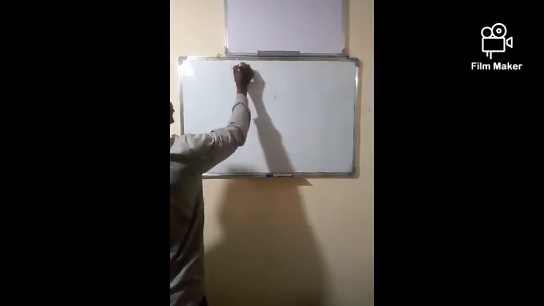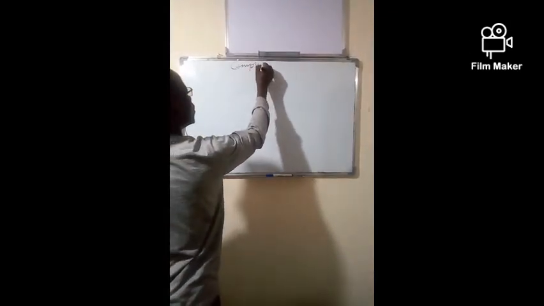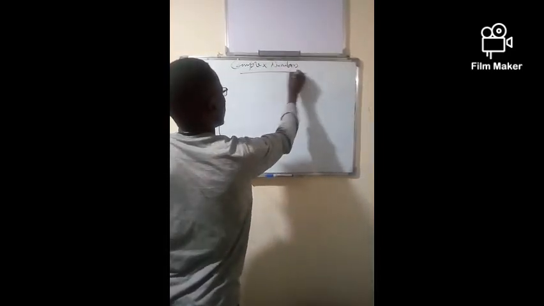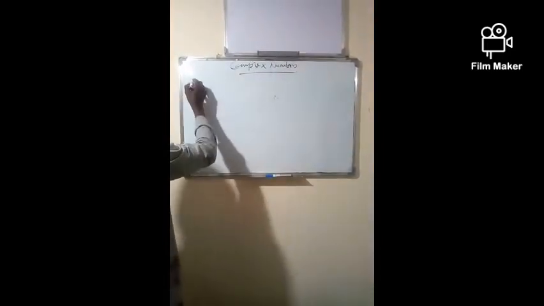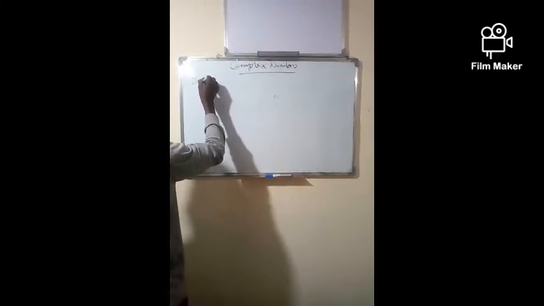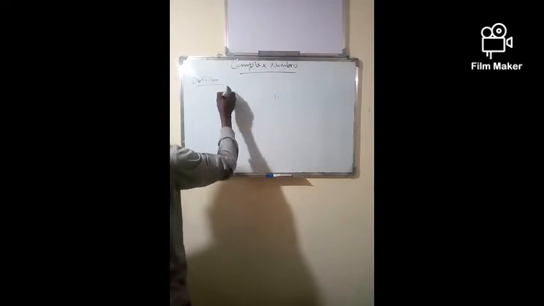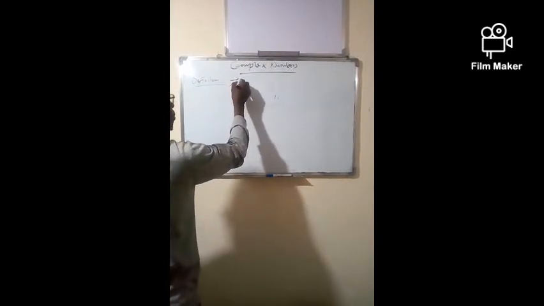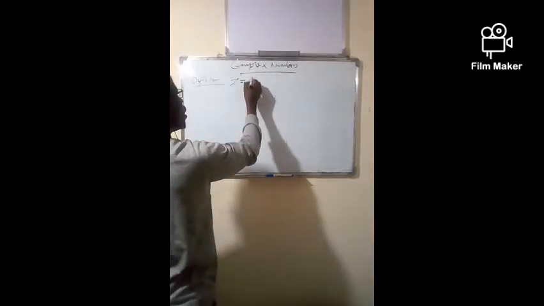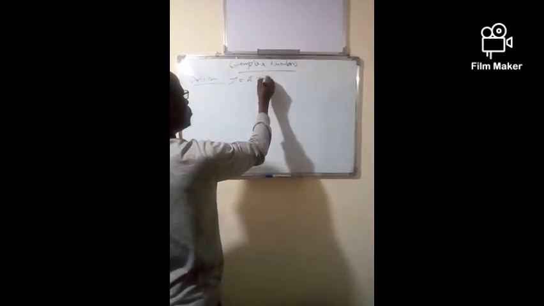So, complex numbers. We've already looked at the definition, where we say that a complex number, represented by z, is a number in the form a plus bi.